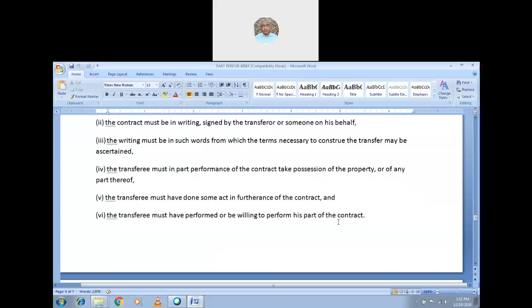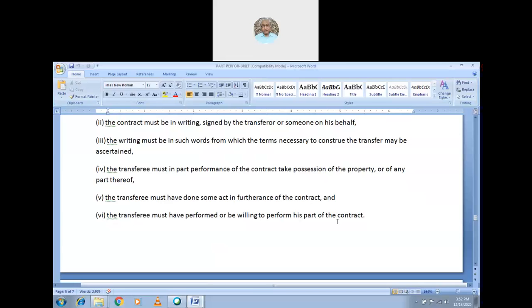ద ట్రాన్స్ఫరీ మస్ట్ హావ్ డన్ సమ్ యాక్ట్ ఇన్ ఫర్దరెన్స్ ఆఫ్ ది కాంట్రాక్ట్. ప్యాసివ్ గా ఉంటే తీసుకొని ఉండద్దు. అక్కడ తీసుకొని ఏం పెట్టలేదు అనుకోండి, బోర్డు పెట్టలేదు, కంచె పెట్టలేదు, ఏం పెట్టలేదు అనుకోండి, దాన్ని డెవలప్ చేయండి. అంటే పిచ్చి చెట్లు ఉన్నాయనుకోండి, ఎవడో వన్ ఫైన్ మార్నింగ్ somebody will come and occupy it and he will keep the small hut there and he will try to live over there. So that was the thing with them.